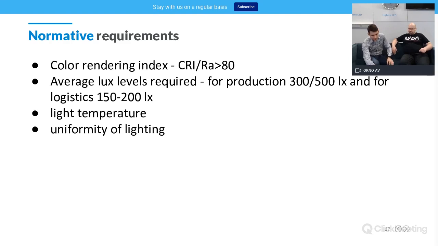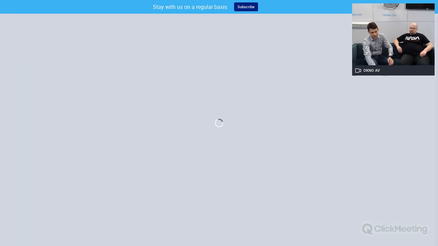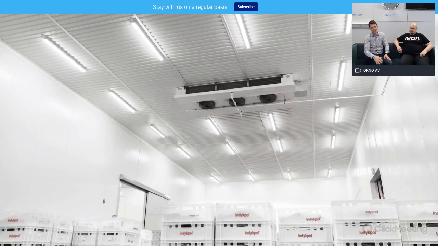So today we will cover the specific requirements of the food industry for lighting. We will start off with the meat industry, and we will tell you about it based on our case study for Indykpol. This is one of the biggest poultry companies in Poland and in Central Eastern Europe. They process meat. So what are the requirements for that? We have the picture here from Indykpol.